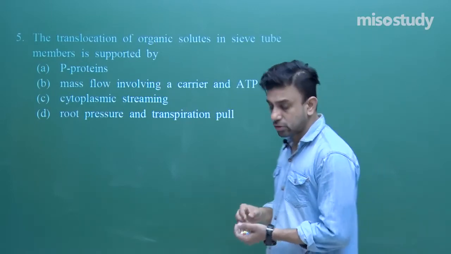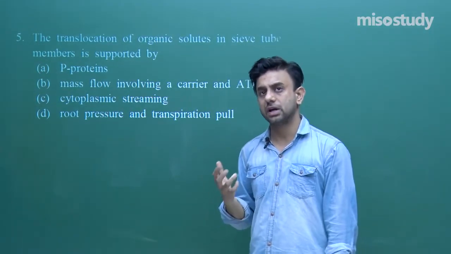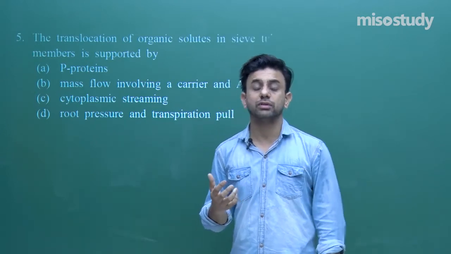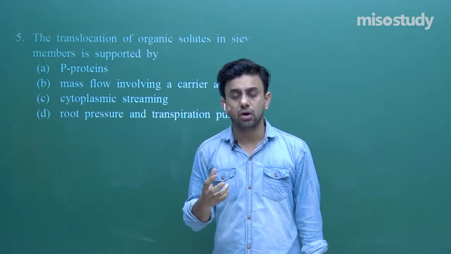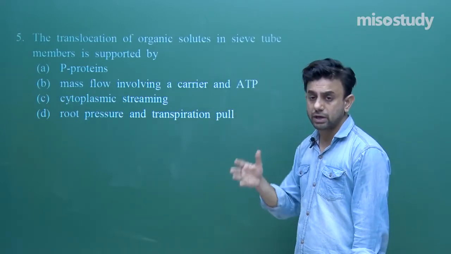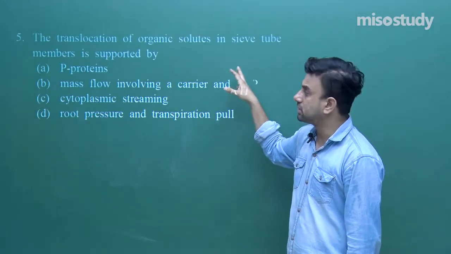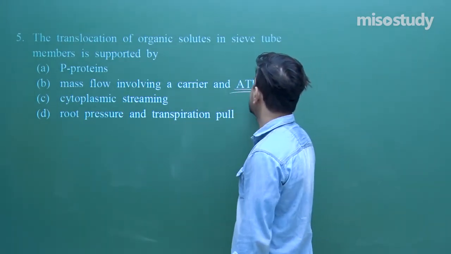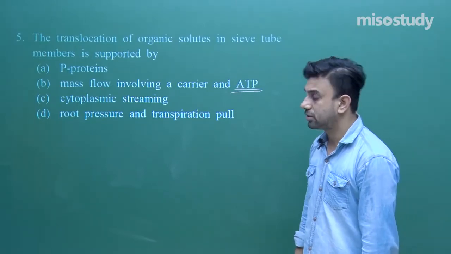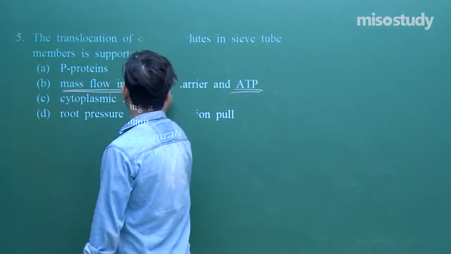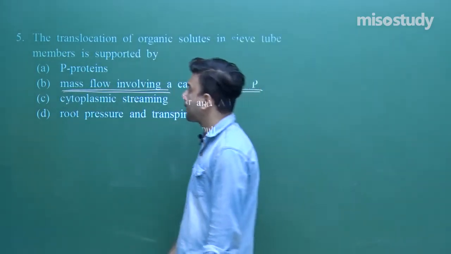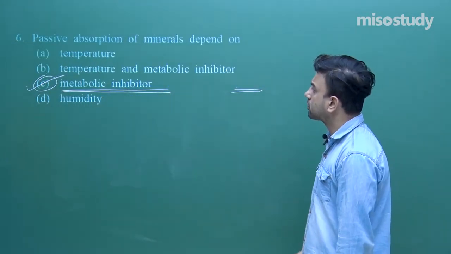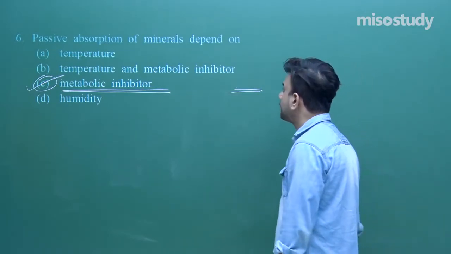What is translocation? Movement from one place to another. The carbohydrate manufactured by the plant gets dissolved, forms a solution with water, and is translocated from the leaves to the other parts of the plant in sieve tube members, which is the phloem, supported by mass flow involving a carrier and ATP. So the process requires energy because it is against the concentration gradient. That is also called the mass flow hypothesis.